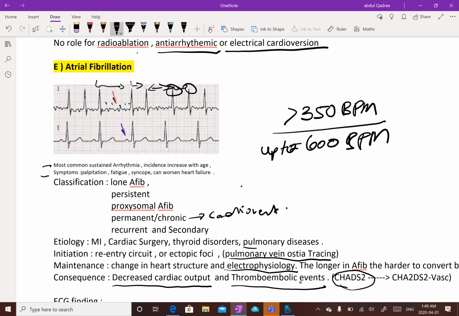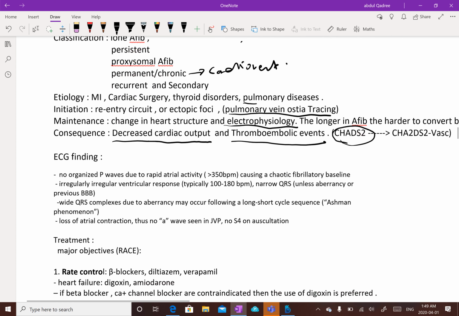And this is the normal P wave here, ladies and gentlemen, and look at the P waves above. So you can compare these two and you can determine that it's atrial fibrillation. All right, so there is no organized P wave due to rapid atrial activity, causing a chaotic fibrillatory baseline and an irregular ventricular response, typically 100 to 180. The QRS complex is narrow unless there is aberrancy or a previous bundle branch block, and a wide QRS complex due to aberrancy may occur following a short cycle sequence, the Ashman phenomenon.